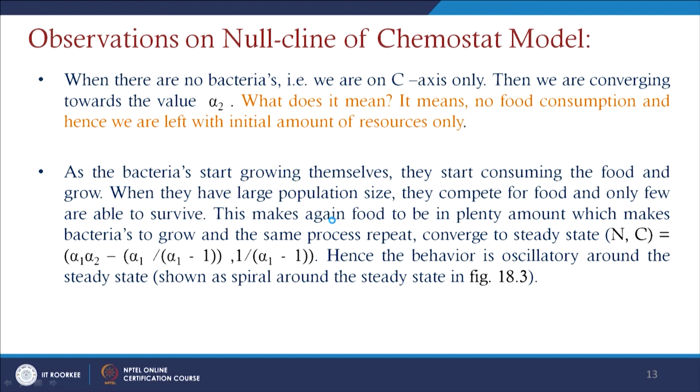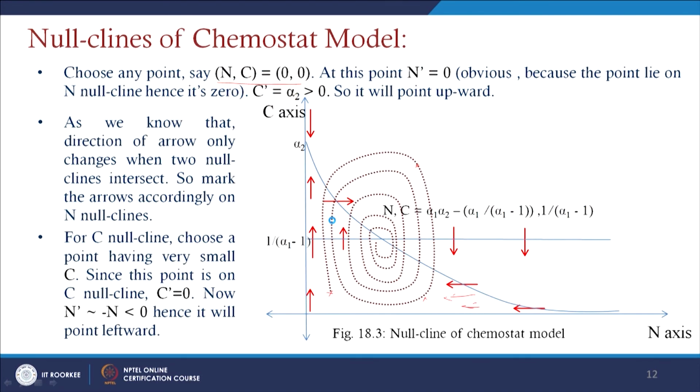process repeats and converges to the steady state, that is alpha 1 alpha 2 minus alpha 1 by alpha 1 minus 1, and 1 by alpha 1 minus 1. Hence, the behavior is oscillatory around the steady state, as we have shown here, that is the spiral state, which is showing over in this range here. And finally, we have obtained that the steady state is achieved at alpha 1 alpha 2 minus alpha 1 by alpha 1 minus 1, and 1 by alpha 1 minus 1.